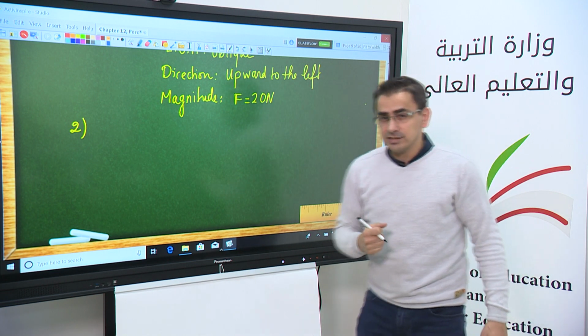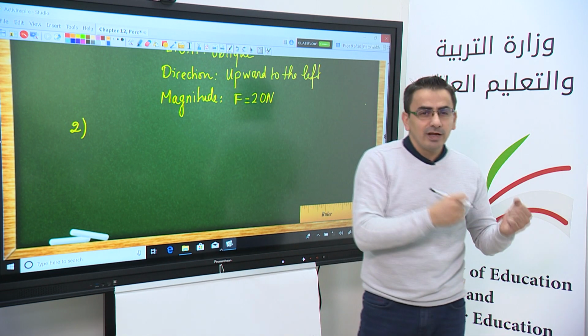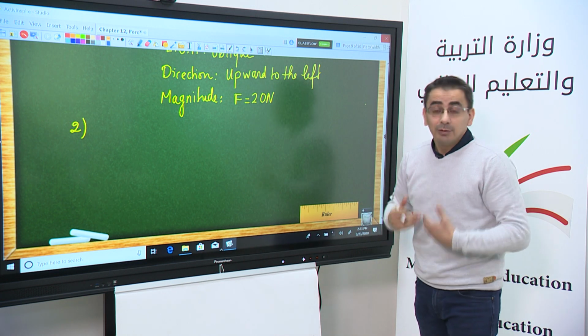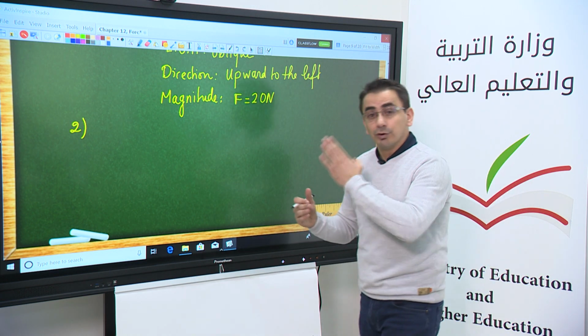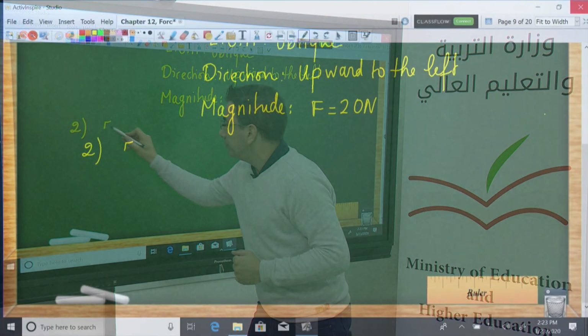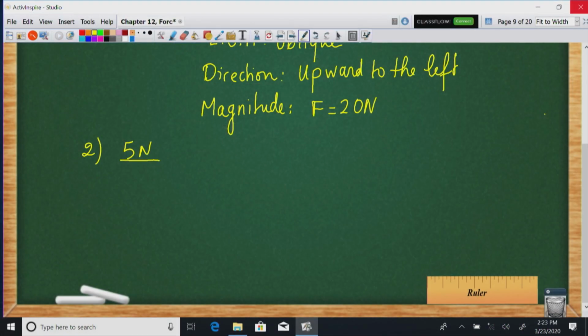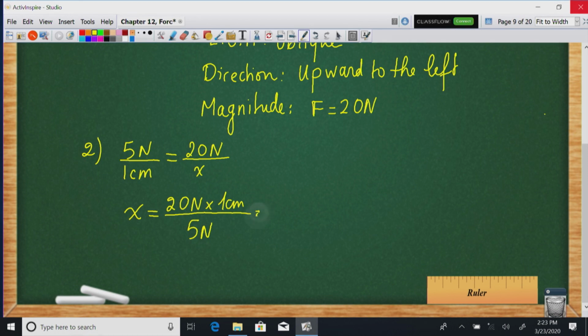Now, as you should have guessed, 20 newtons and scale is 5 newton per centimeter, it's going to be 4 centimeters. But if you want to show your work, as usual, we go to fractions. So first, we have 5 newtons for 1 centimeter equals 20 newtons for x. The unknown here is x. How can we calculate x? Using simply cross multiplication. X being 20 newtons multiplied by 1 centimeter and divided by 5 newtons to get directly 4 centimeters as you have expected.